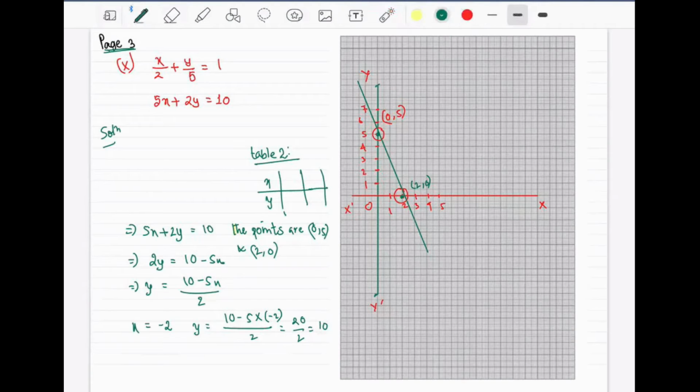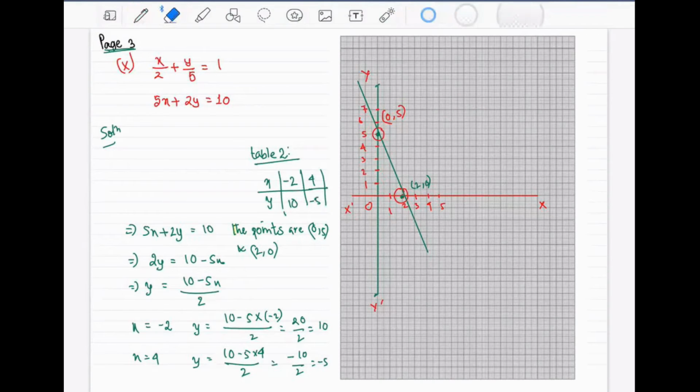Let's take up another. The value of x is 4, suppose. X is equal to 4. What's the value of y now? The value of y will be 10 minus 5 into 4 divided by 2. 5 into 4 is 20, right? So 10 minus 20, we will get minus 10. So minus 10 divided by 2 is minus 5. Let's put these two values in the table here: minus 2 and 10, 4 and minus 5.